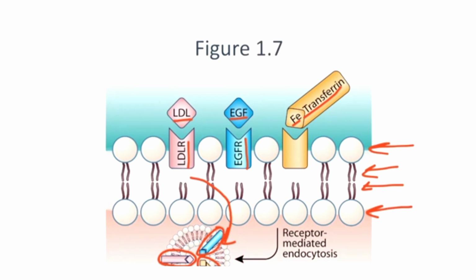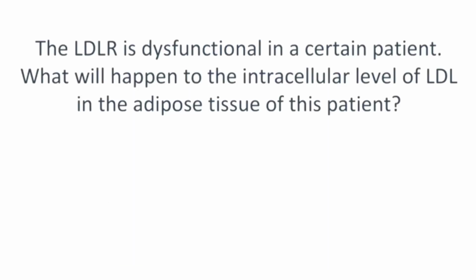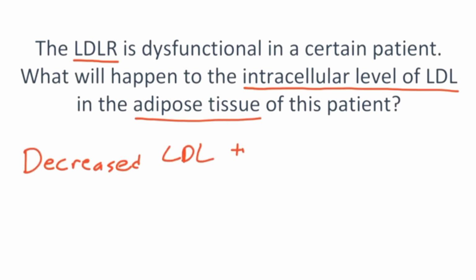So let's just do one last question to apply this concept. The LDL receptor is dysfunctional in a certain patient. What will happen to the intracellular level of LDL in the adipose tissue of this patient? Basically, this cell is unable to recognize LDLs because the LDLR is broken. This means that endocytosis of LDLs, or low-density lipoproteins, will be decreased. So we'll have decreased LDL transport.